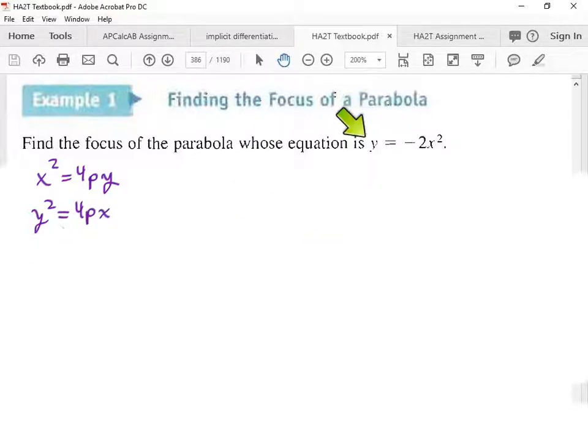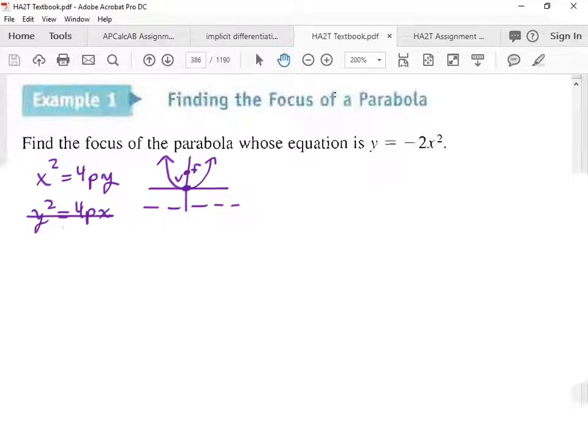Now which one is this one? Is this a vertical one or is it a horizontal one right here? We know it's vertical, and that was pretty obvious because of the x squared. So if we have a vertical one, the vertex would be about right there, and the focus could be right about there, and our directrix is the same distance from the vertex as the focus.